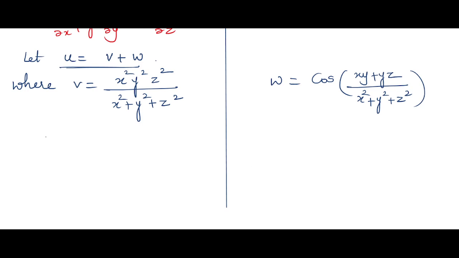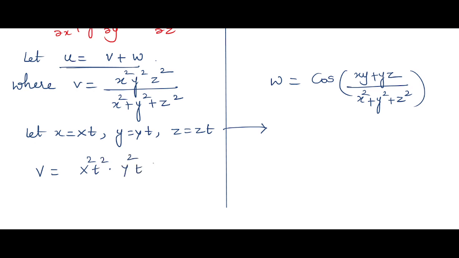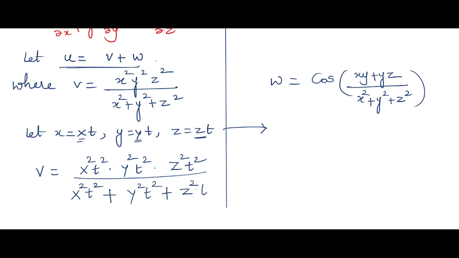So let us take x is equal to xt, y is equal to yt and z is equal to zt. Same substitution we are going to do here also. Then after substituting this, x square becomes capital X square t square, y square becomes capital Y square t square, z square becomes capital Z square t square, divided by, again in the denominator, x square is capital X square t square plus y square is capital Y square t square plus capital Z square t square.